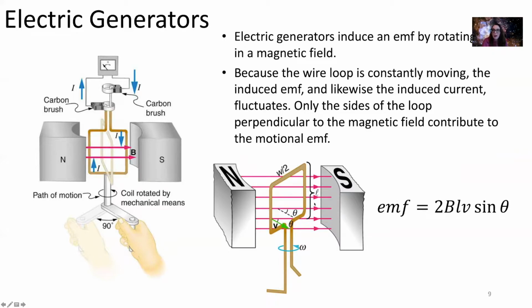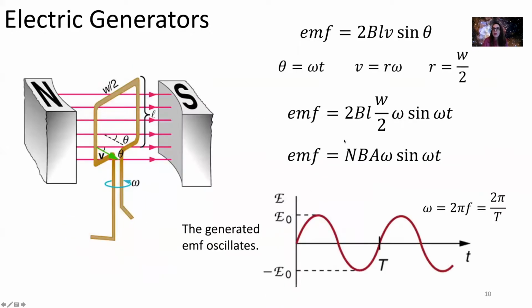So the total EMF that will be generated by this generator is 2 times the magnetic field times this length here times its speed times sine theta. And our angle theta is the angle between our velocity vector and the magnetic field vector. So here's our motional EMF again. It's just coming from these sides here, not the ones on top.